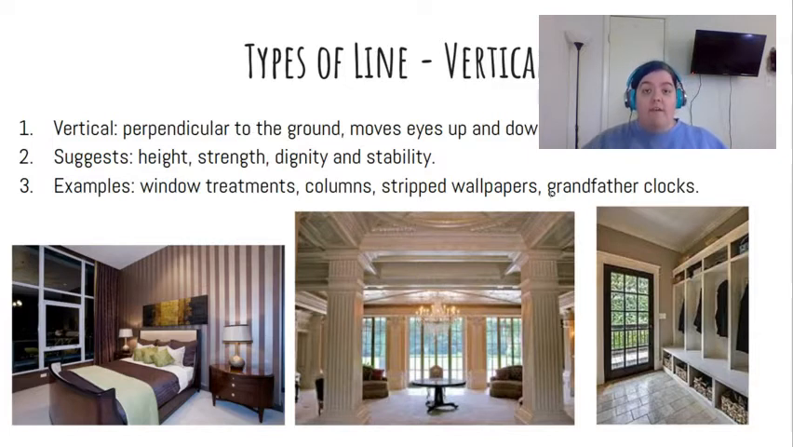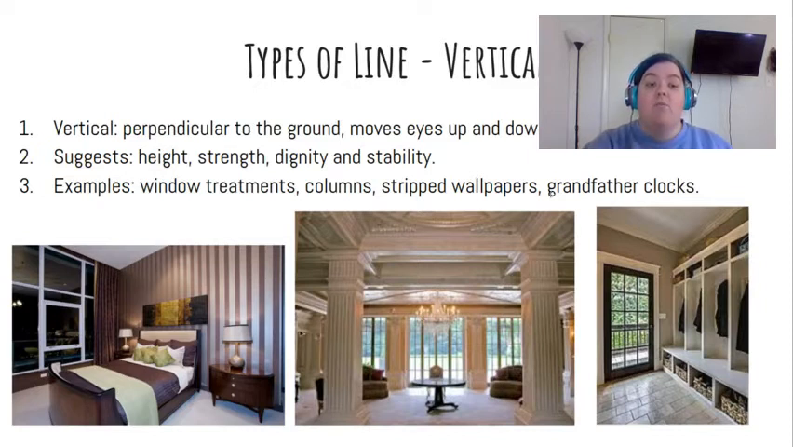So if you want to appear a little bit taller, or you want your rooms to appear a lot taller, you'd want to decorate with vertical lines. Examples to incorporate vertical lines in your house would be through your window treatments, which is basically your curtains, your valances, anything like that involves your window. You can also do it through interior columns, striped wallpapers, and grandfather clocks or other pieces of tall furniture.